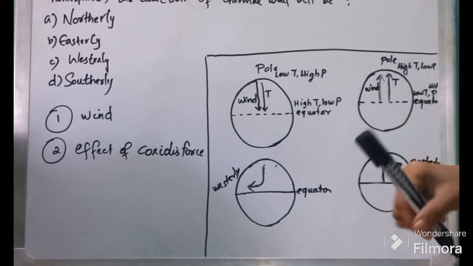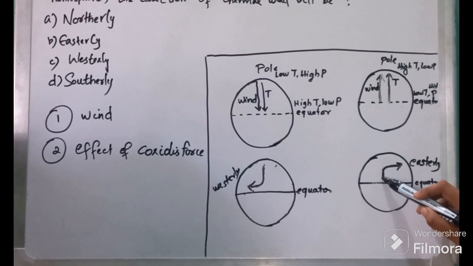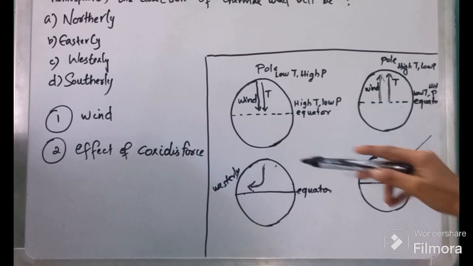And now due to the Coriolis effect, it deflects towards its right. So our direction will be eastern. So the option will be B.